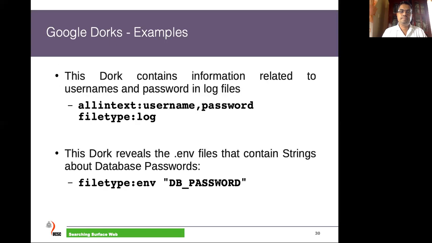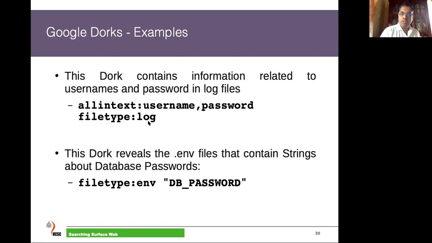As you may be aware, sometimes the log files reveal confidential data because we pay less attention to the logs. If some error occurs, we put everything into the log file. This everything might be some usernames and passwords. If you are interested in such, you can run a query like allintext:username password. That means I'm searching for documents which have both username and password. The type of document I am searching for is log files. It might return a lot of logs.